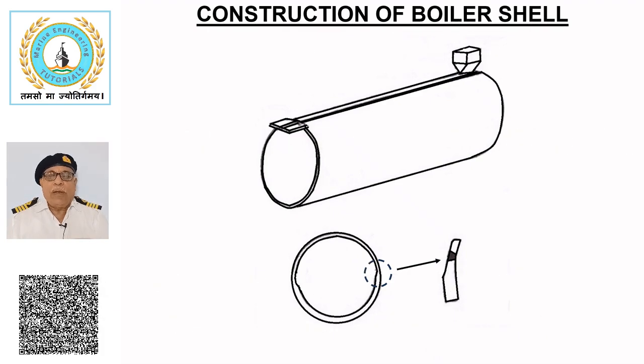Construction of boiler shell. Before a boiler can be put into service, certain destructive and non-destructive tests are conducted to assess its strength. For this purpose, a test plate representing the true properties of the boiler shell material is attached to the boiler shell during its fabrication.